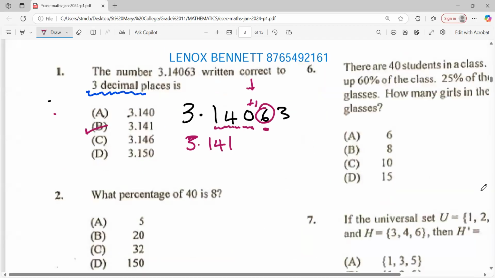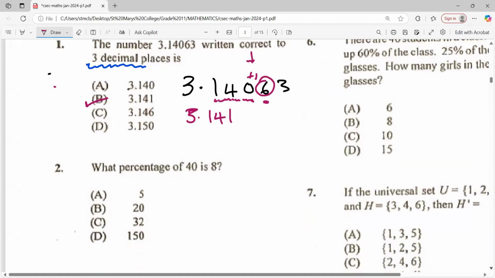This one says, what percentage of 40 is 8? What percentage of 40 is 8? What's the answer, guys? Now, it's 8 over 40. Percent means out of 100, right? 8 into itself 1 time, 8 into 40, 5. 5 into this 1, so that is 20%. So that would have been B.